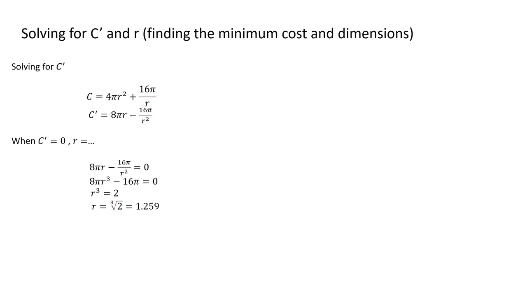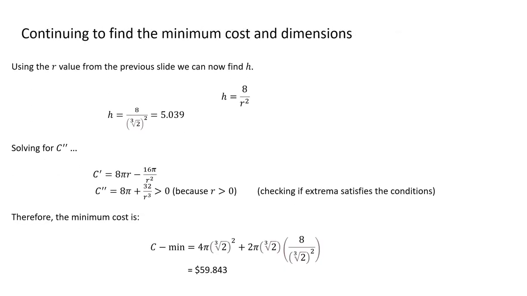Therefore, we will get r equals cube root 2, also known as 1.259. We can substitute r into the formula we had for h from the very beginning, which was h equals 8 over r squared, and solve for h. Once we do so, we can get that h will equal 5.039. To check if the extrema satisfies the conditions we set in the beginning, we can do the second derivative of c, and as you can see, it will always be greater than 0, which is what we want.